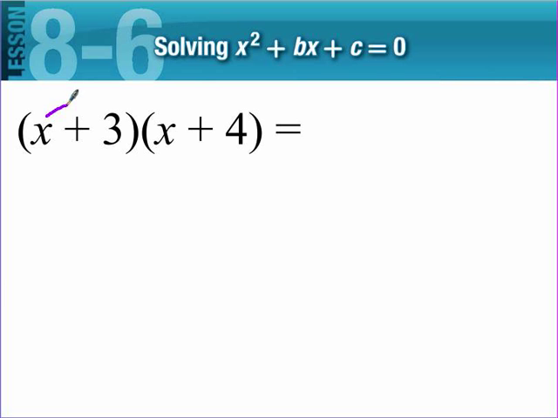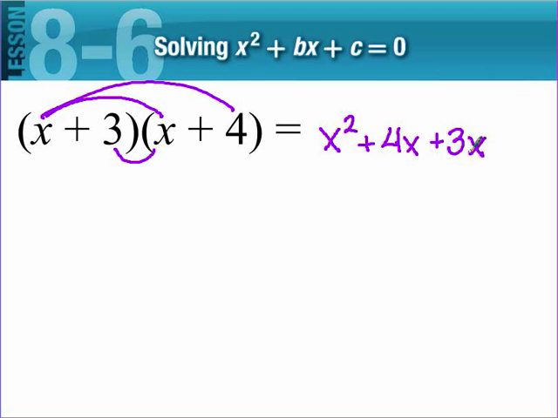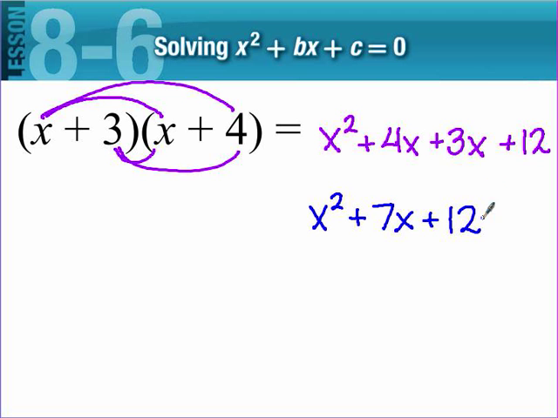Good. So basically I'm going to take first times first, which is what? X squared. And then remember, I was going to take the outer terms and I would get 4x. And then I take the inner terms and I get 3x. And then I take the last terms and I get 12. And then remember, I combined any terms that were like. And so my final answer here would be x squared plus 7x plus 12.